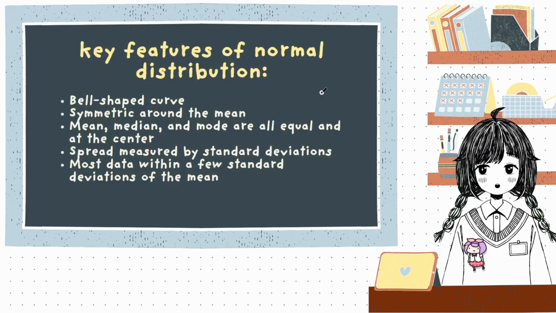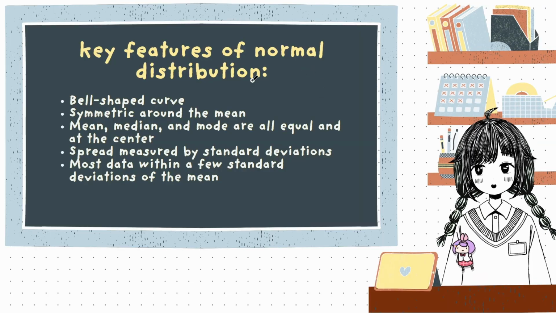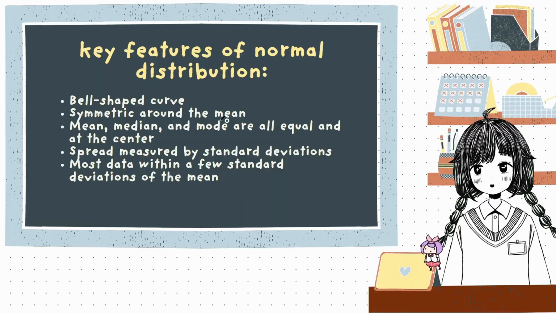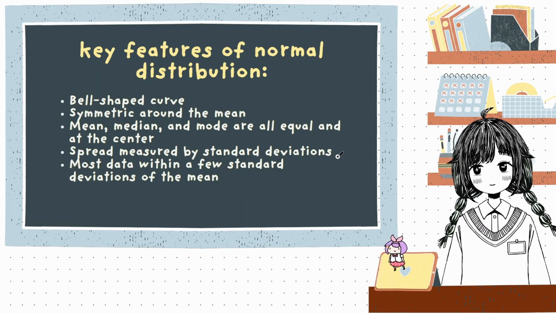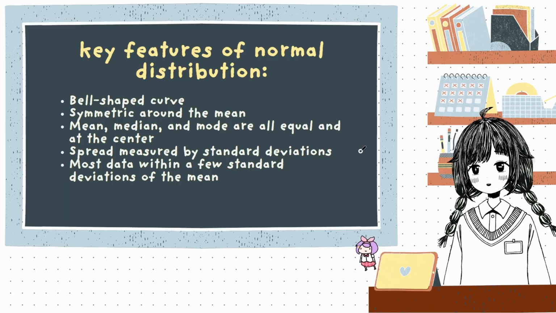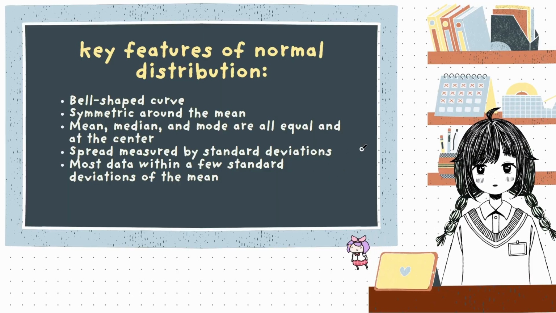So remember the key features of the normal distribution. The bell-shaped curve, symmetrical around the mean, the mean, median, and mode are all equal and at the center, spread measured by standard deviation, and most data within a few standard deviations of the mean.